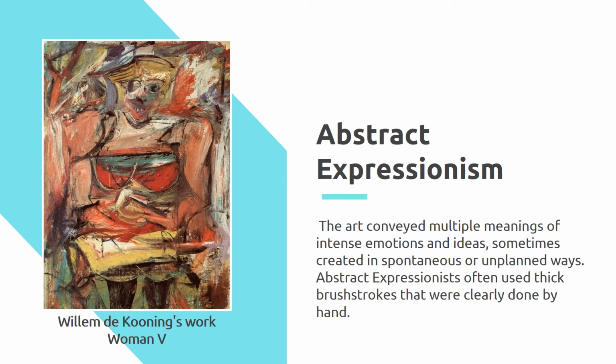Minimalism was also a reaction to the most prominent style of art pursued in the 1950s, which is abstract expressionism, in which the art conveyed multiple meanings of intense emotions and ideas, sometimes created in spontaneous or unplanned ways. Abstract expressionists often used thick brushstrokes that were clearly done by hand. An example of abstract expressionism is Willem de Kooning's work Woman V, done in the early 1950s. It's aggressive, emotional, and almost violent in its brushstrokes and lines.